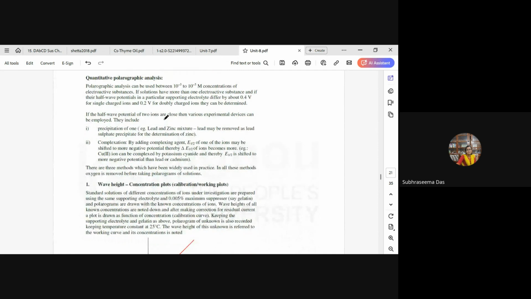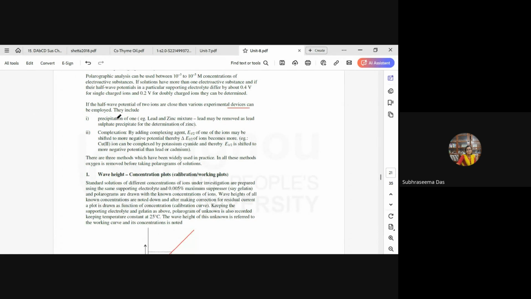Then coming to quantitative polarographic analysis. So polarographic analysis can be used for the detection of very low concentration of substances ranging from 10 to the power minus 3 molar to 10 to the power minus 5 molar. So here, if we have solutions and if their half-wave potentials are known, then they can be determined. So if the half-wave potentials of two ions are very close, then such experimental devices can be employed, like precipitation of one, and like one element can be precipitated and the other can be identified. Second is by complexation methods.